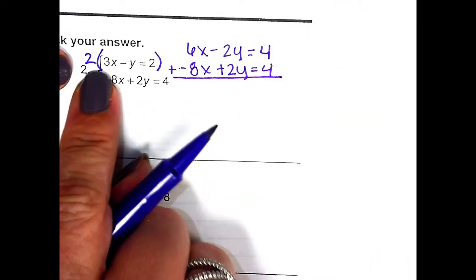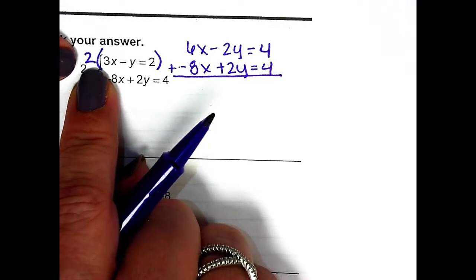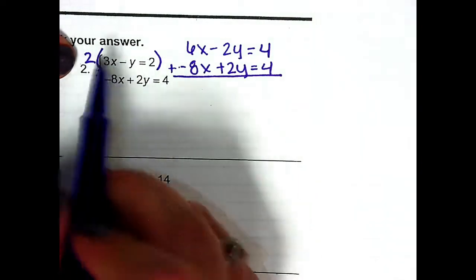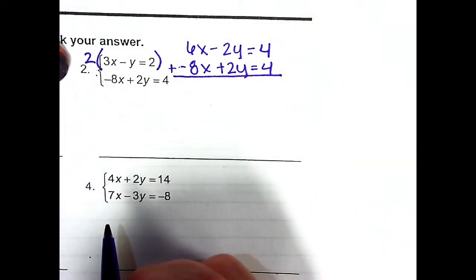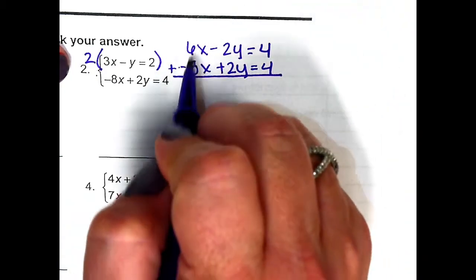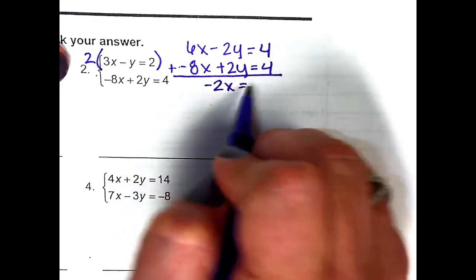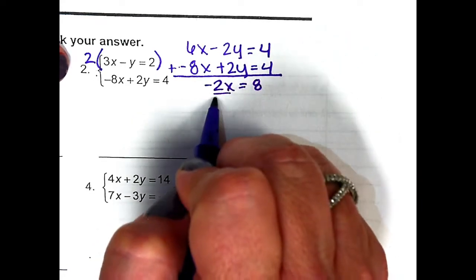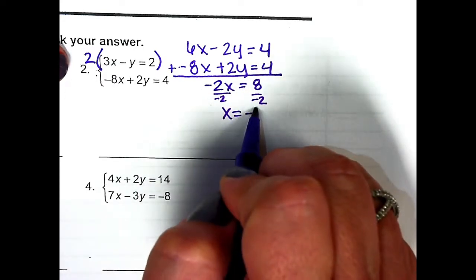When you're multiplying the equations by whatever you need to multiply by, don't forget that you have to multiply every single term, so bringing it over and multiplying it by the term on the other side of the equal sign as well. Okay, 6x plus -8x is -2x equals 8. And divide by -2. x equals -4.